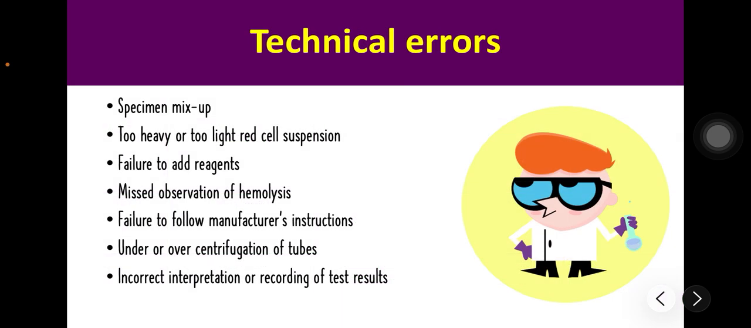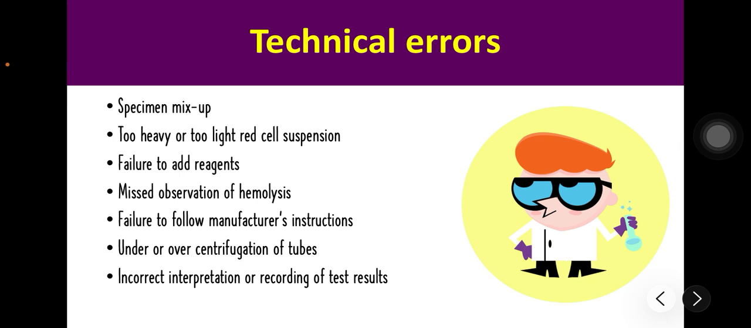So technical errors are the most frequent cause of ABO discrepancies, which occur when the results of the forward grouping or the antigen testing do not agree with the reverse grouping or antibody testing. So these errors are generally preventable by following standard operating procedures and the manufacturer's instructions. So for specimen mix-up, this occurs when a blood sample is collected from the wrong patient or labeled with the incorrect identification, or when tubes are transposed during testing.